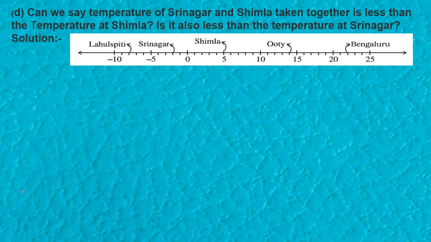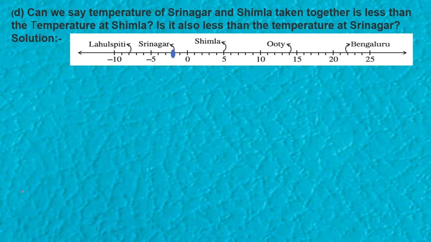In the same way, problem D is also asking, can we say that the temperature of Srinagar and Shimla taken together is less than the temperature at Shimla? It is also less than the temperature at Srinagar. These two answers we have to find out. So first, what we have to find? The temperature of Srinagar and Shimla, both have to be added, and this is less than the temperature at Shimla. We have to compare this.